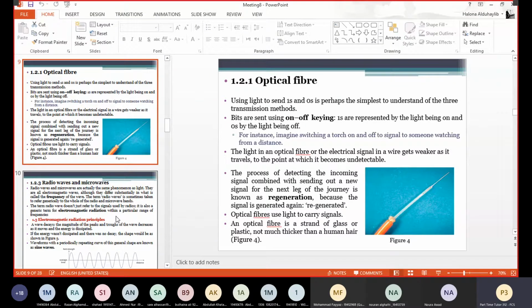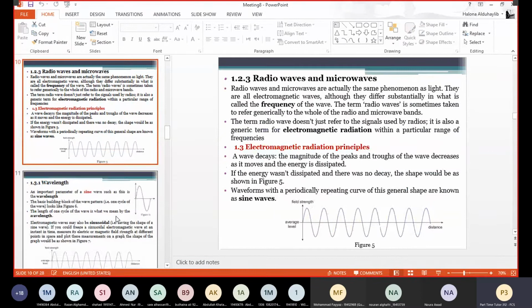As optical fibers use light to send the data, an optical fiber is a strand of glass or plastic, not much thicker than a human hair. So don't think it's very thick. No, it's very thin. A strand of glass or plastic, and we send the light inside it as on and off. The second option is using radio waves or microwaves.